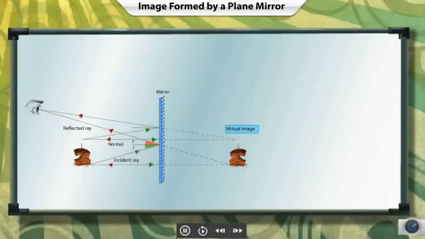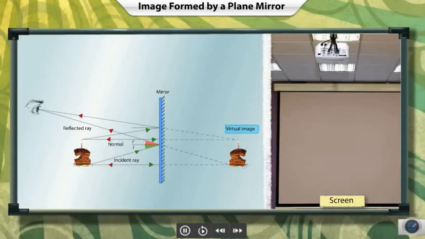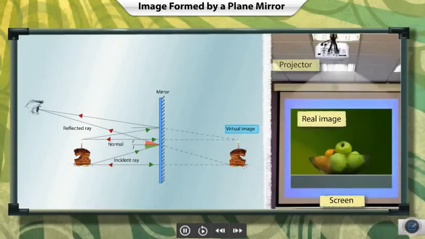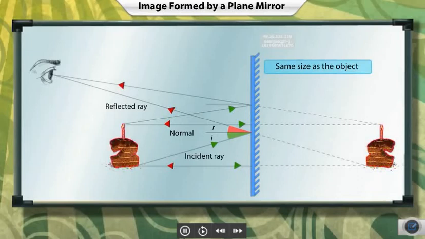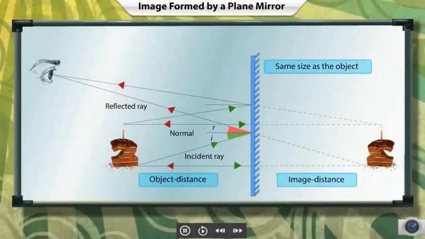The image is called a virtual image because reflected rays don't actually meet to form an image. A virtual image is not a real image. It cannot be captured on a screen in the way that an image from a projector can be captured. If you look carefully, you'll see that the reflected image is of the same size as the object and is also formed at the same distance behind the mirror as the object is in front.